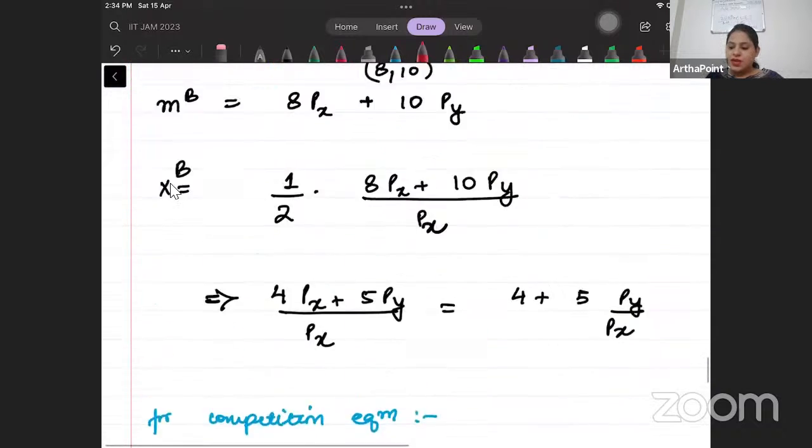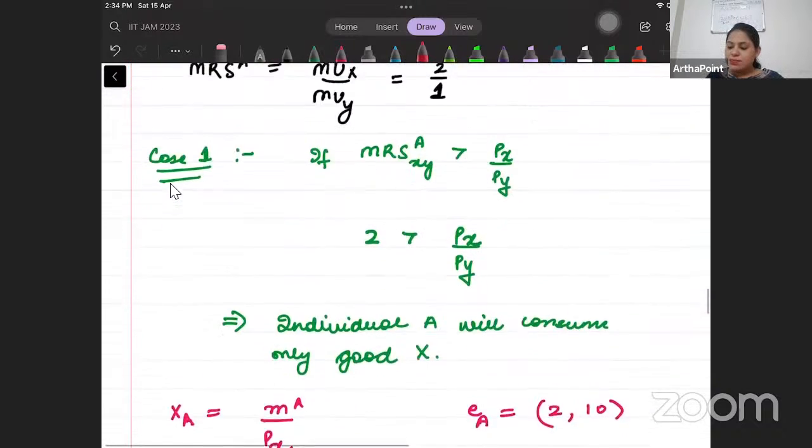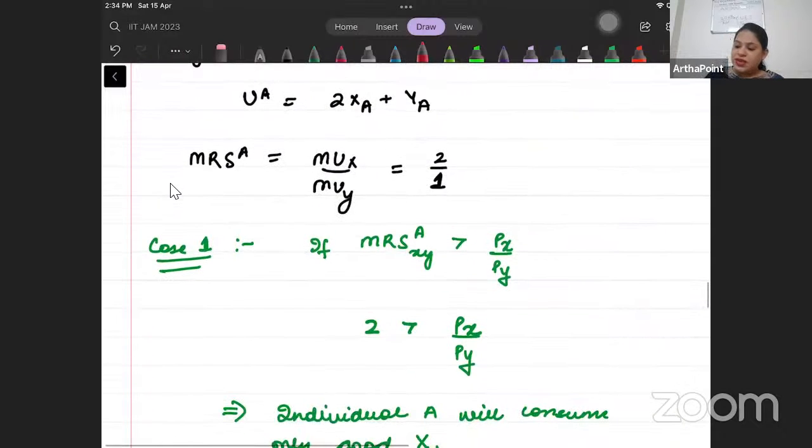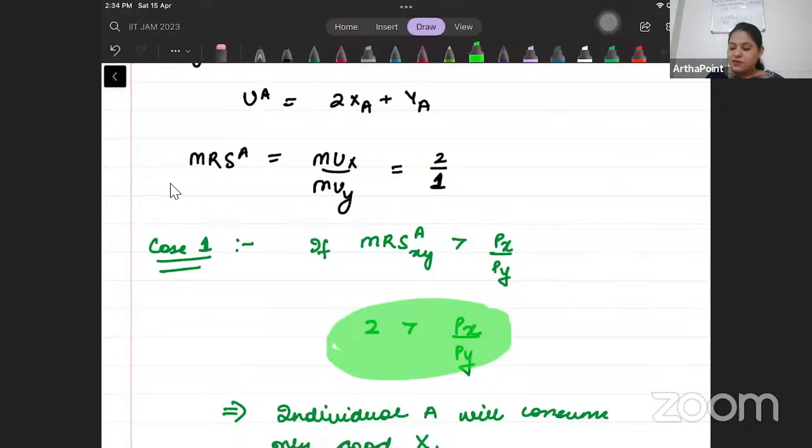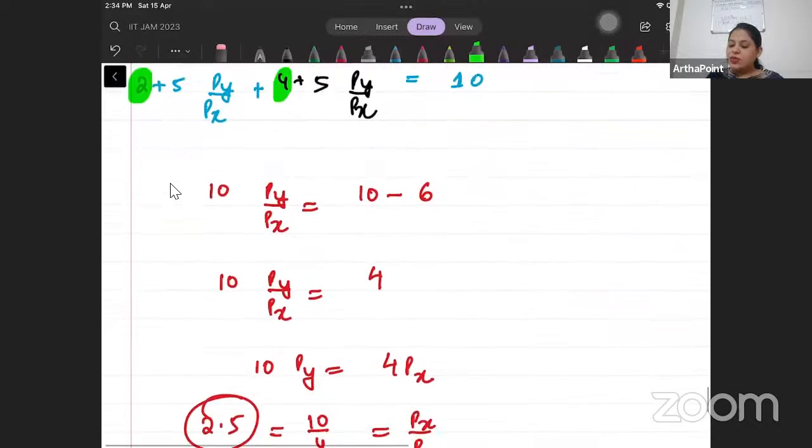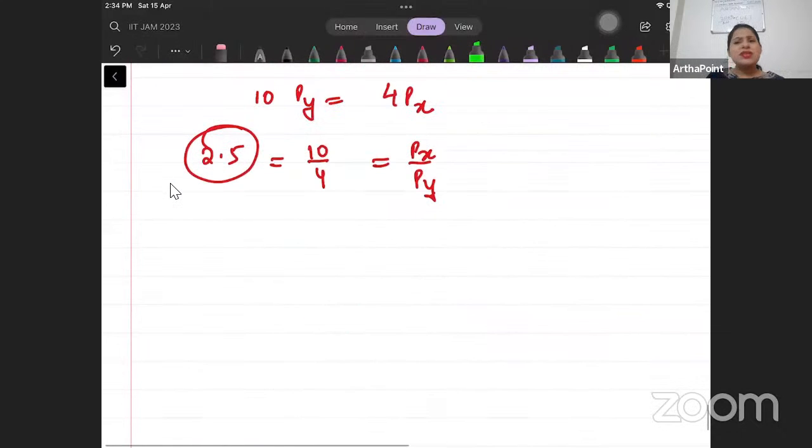We will get px by py as 2.5. Tell me something, didn't we assume that px by py is less than 2? We did. We assumed that px by py is less than 2. And now we are getting an equilibrium that px by py is 2.5. This is a contradiction.